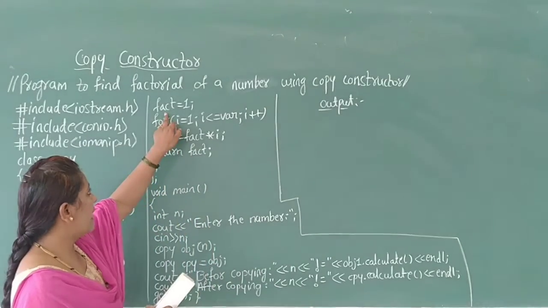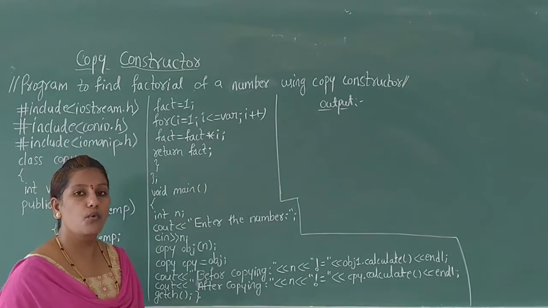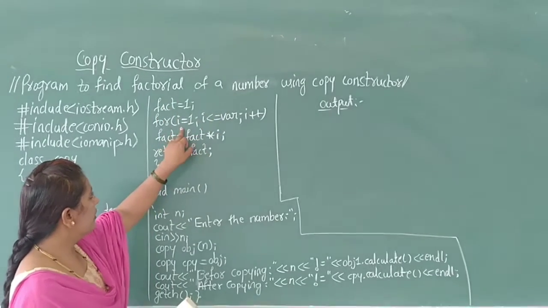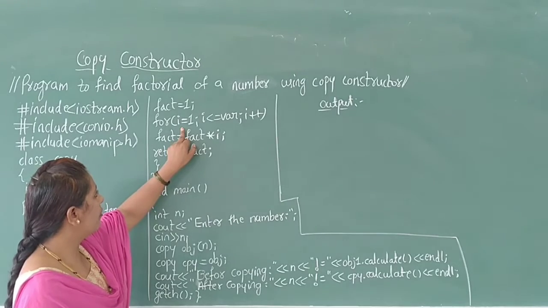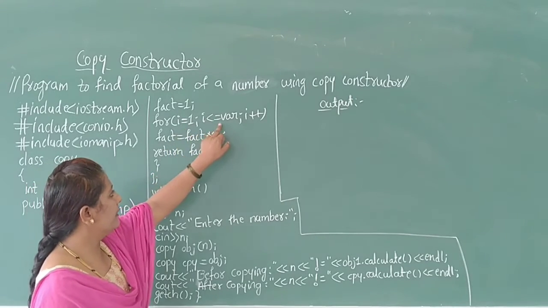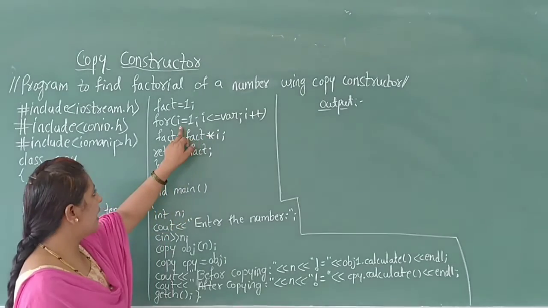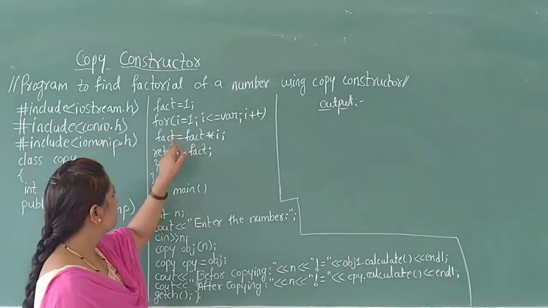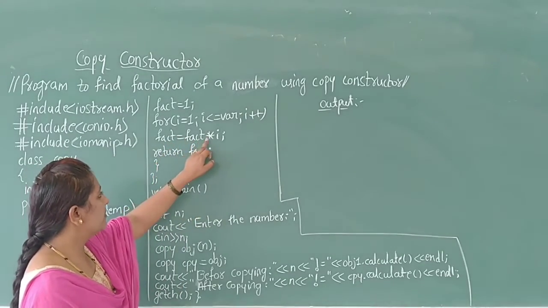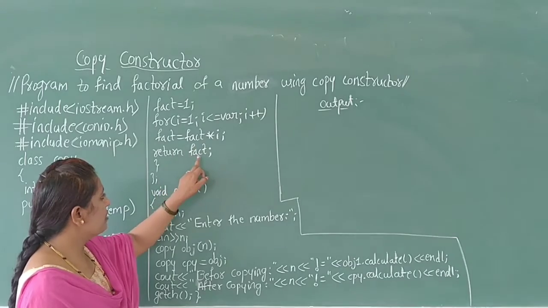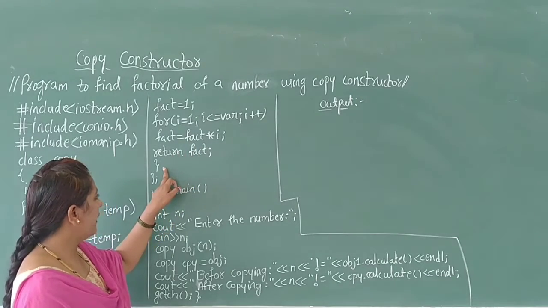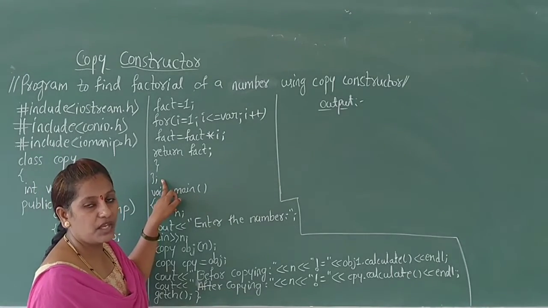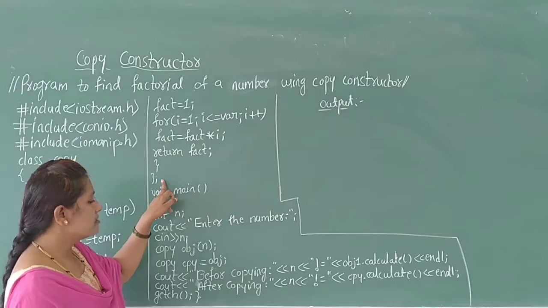Next, the fact variable is initialized with the value 1, and to calculate the factorial of a number, here we have to declare a for loop using initialization value, condition and increment value, that is I is equal to 1, I less than or equal to var, and I plus plus. Next, fact is equal to fact into I, then it returns the fact value and it ends the member function calculate, and it ends or terminates the class using the terminator operator, that is semicolon.